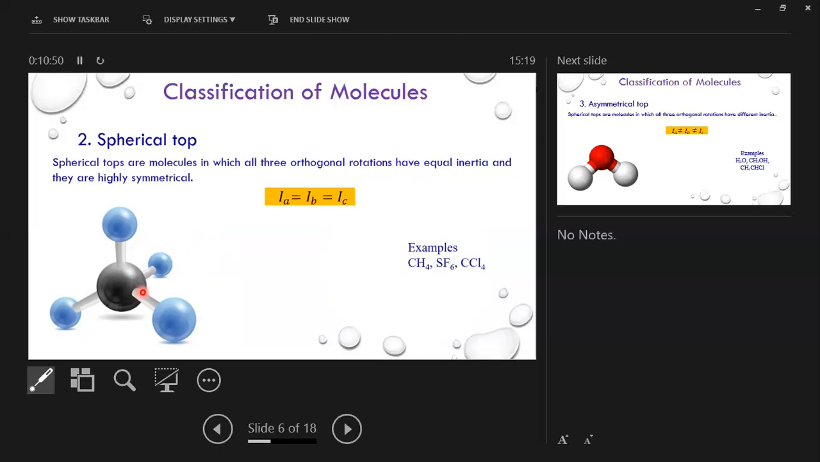And here, IA, IB, and IC, wherever we say, represent the principal moments of inertia. And all of you know what the principal moment of inertia is. And from now on, whenever we say moment of inertia, it always represents the principal moment of inertia. And the examples of spherical top molecules are CH4, that I have already shown here, and others are SF6, CCl4, etc. And you can find any general chemistry book, or you can just Google it to get the symmetric structure of these molecules also.